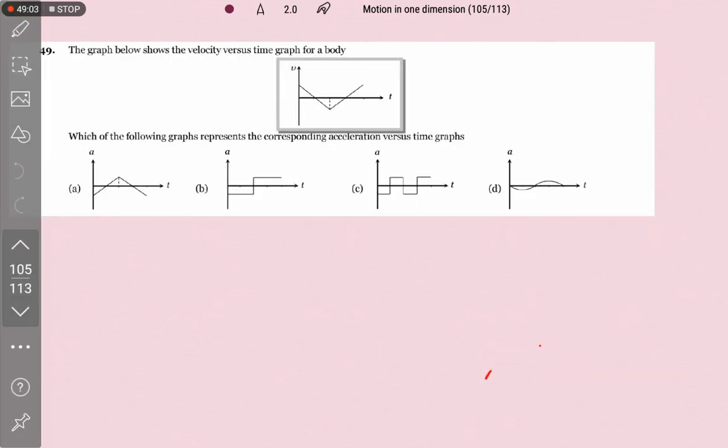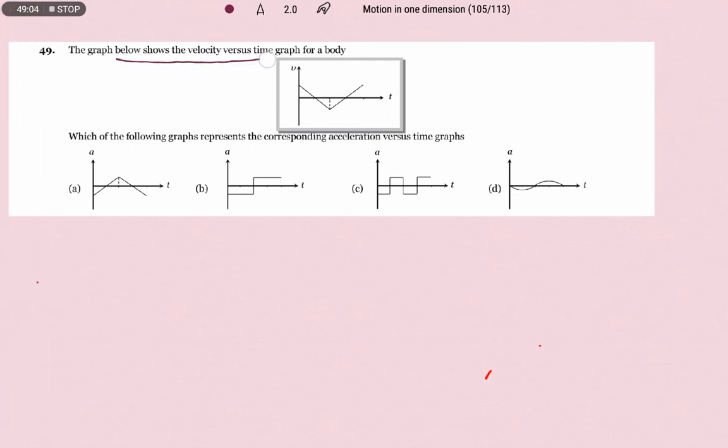The graph below shows the velocity versus time graph for a body. Which of the following graphs represents the corresponding acceleration versus time graph? Now we need to analyze what kind of motion the particle has in the V-t graph. First in this region, I am taking points 1, 2, 3, 4, 5.